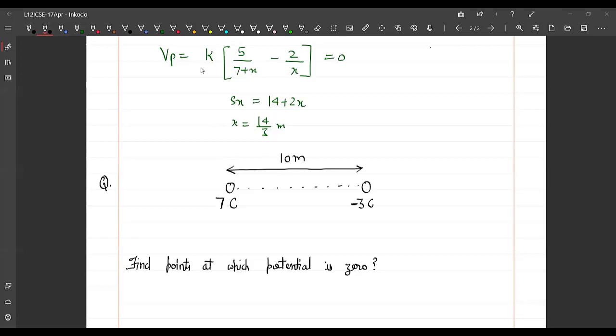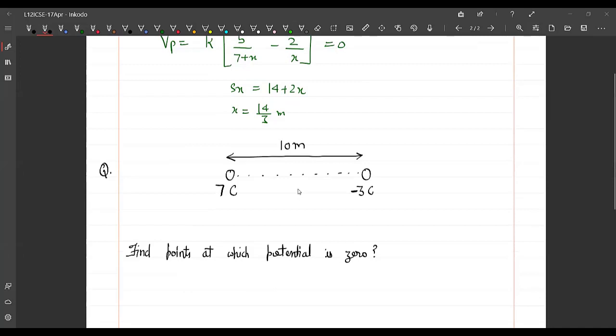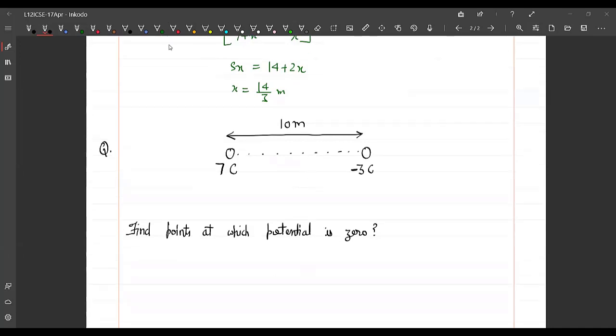Rishit, have you got the answer? Yes, sir. X is equal to 7.5 and x is equal to 17.5. Okay. So I think the first point should be here somewhere.